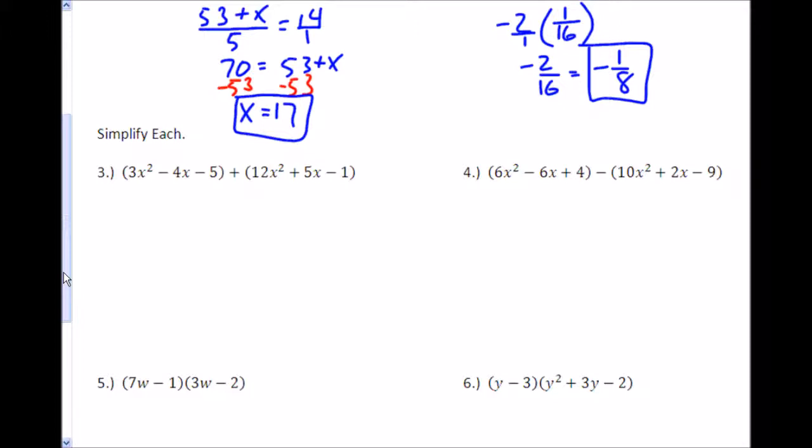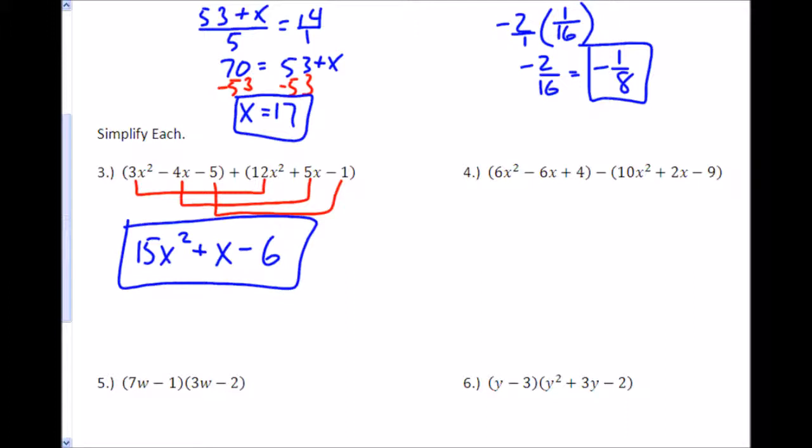Number 3, it's just asking us to add these, so we're just going to combine like terms. So here, when I add the like terms together, pairing up my like terms, the 3x squared and the 12x squared is a 15x squared. The negative 4x and the 5x is a plus 1x. The negative 5 plus the negative 1 is a negative 6, and that's it. I combine like terms.